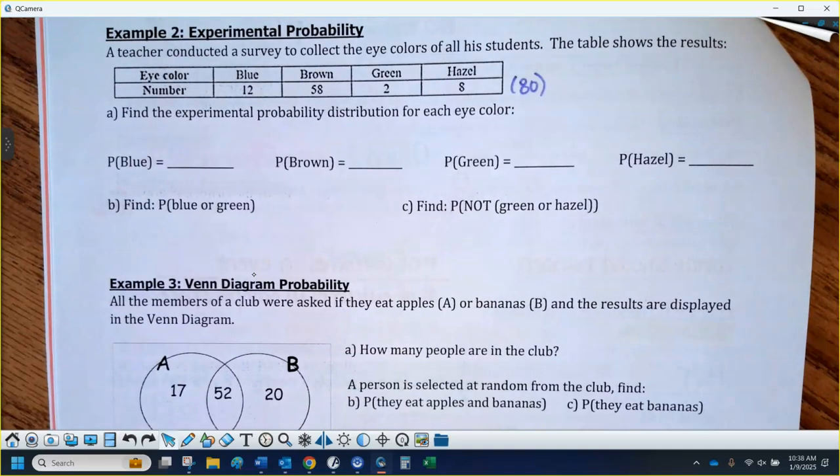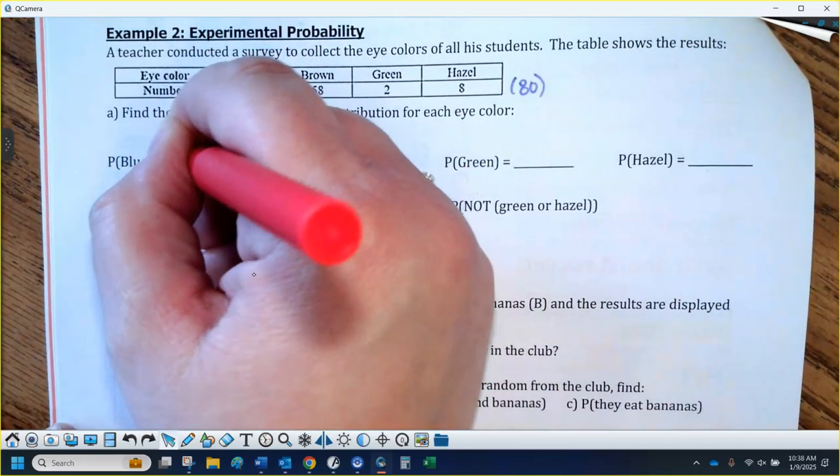Okay, so experimental probability is based on what's in this guy's class. So what is the probability if I randomly pick somebody out of one of his classes that they would have blue eyes? How would you set that up? Austin, what do you think? Perfect. Okay, 12 out of 80.